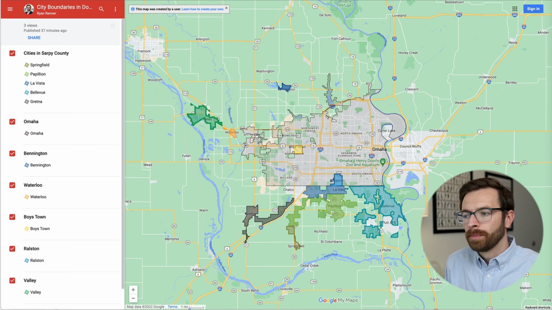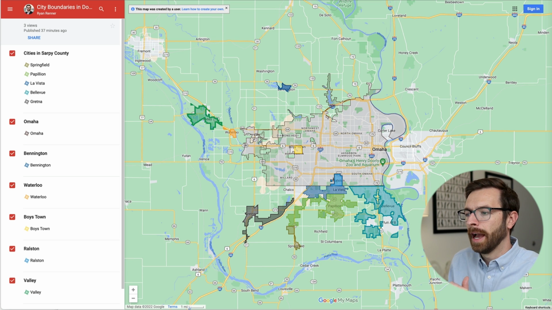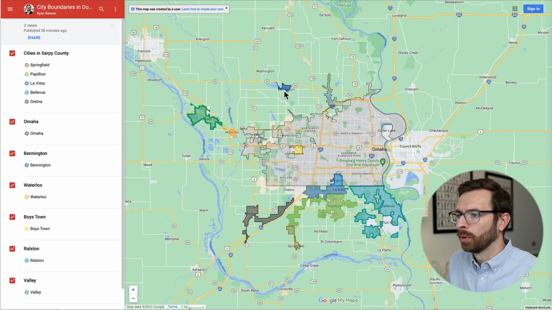Now, the metro area is made up of over 10 cities, and on this map, I actually have the boundaries of the cities, although I only really have the cities that are in Douglas and Sarpy County. Don't get too caught up on the actual boundaries themselves. I mainly did this to make it a little bit easier to see where the different cities are at. So we'll just start up north, northwest.